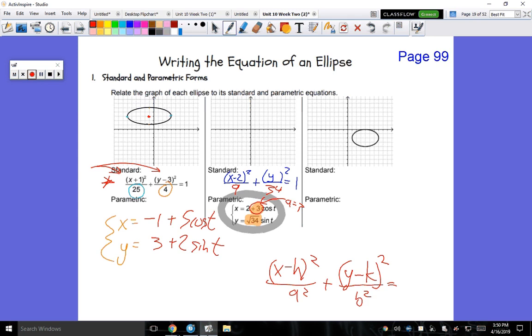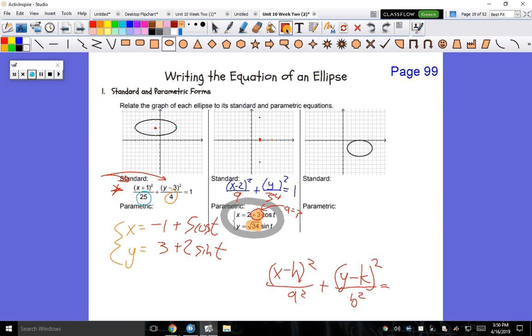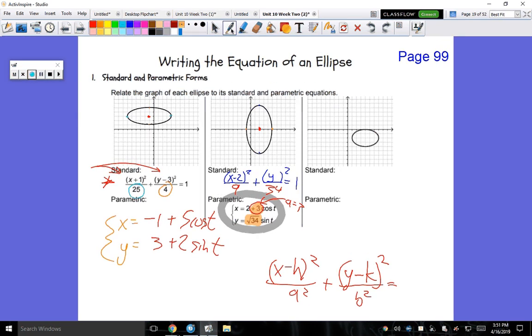So at 2, 0 is the center. I'm going to jump 3 to the left and 3 to the right. And then I'm going to jump up and down root 34, which is about 5.83. 1, 2, 3, 4, 5.83, both up and down. And if I drew that out, I'd have a picture that looks like this. Which makes sense. The bigger number is underneath y, that's why it's bigger that way, whereas the bigger number in the last one was underneath x, that's why it's bigger that way.